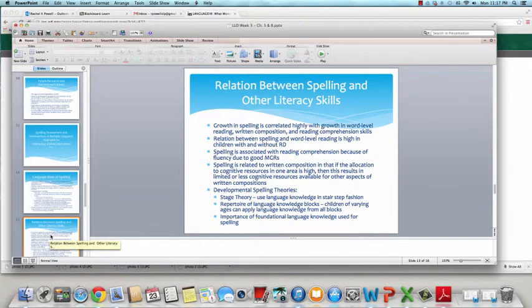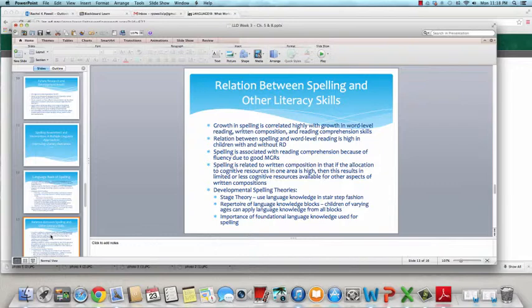Now, what's the relationship between spelling and other literacy skills? We know growth in spelling is correlated highly with growth in word level reading, written composition, and reading comprehension skills. The relation between spelling and word level reading is high in children with and without reading disabilities. So you find high correlations there. Spelling is associated with reading comprehension because of fluency due to good MGRs.